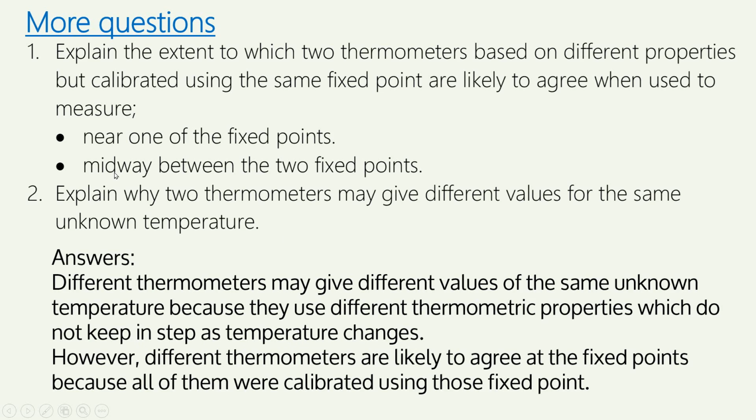You may find that exactly midway between the two fixed points, you'll have the greatest deviation. The greatest difference or the greatest disagreement occurs midway between the two fixed points. And the reason is because midway between the two fixed points is the point which is farthest from each of the fixed points. And remember, agreement only occurs at the fixed points.